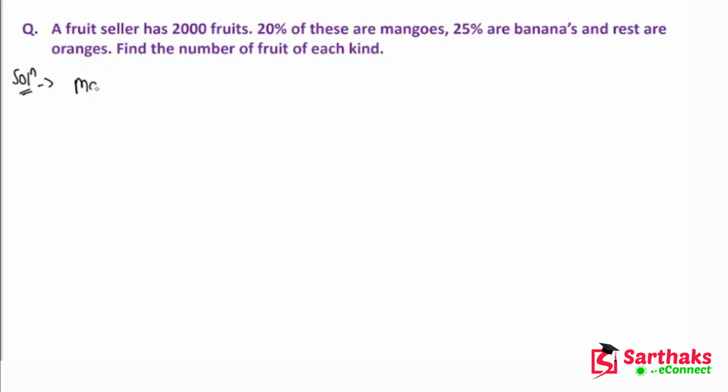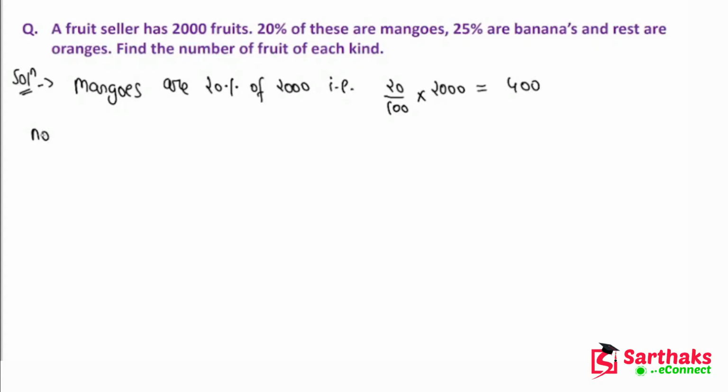So mangoes are 20% of 2000, right? 20% means 20 upon 100, of means multiply by 2000, so we'll cancel the zeros and we'll get 400. So the number of mangoes is equal to 400.